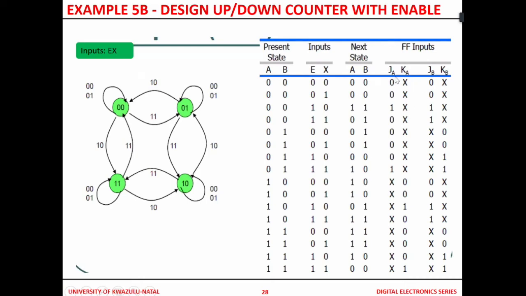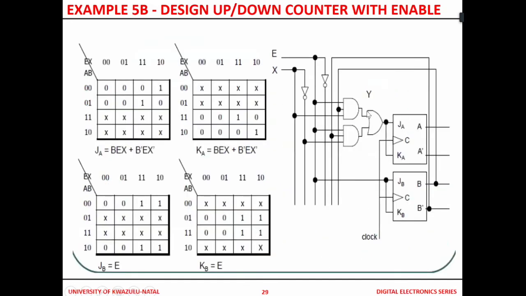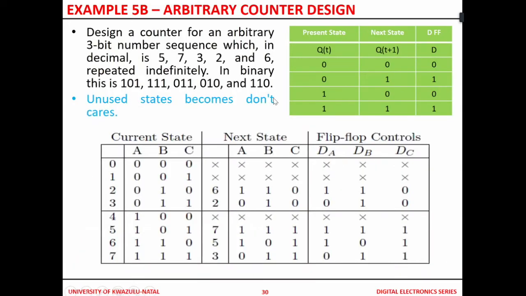And then you look for JA and KA, JB, KB from the excitation table. And then you go to those maps and then you will find that is your circuit. So I'm still insisting the most important thing is to get the state diagram or state table. After that, the procedure is the same.